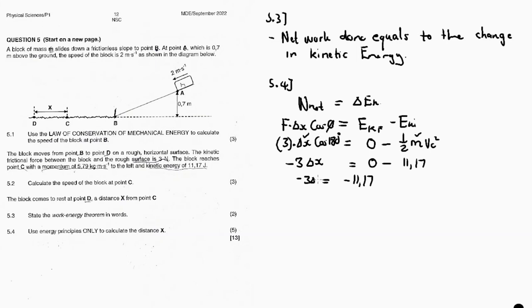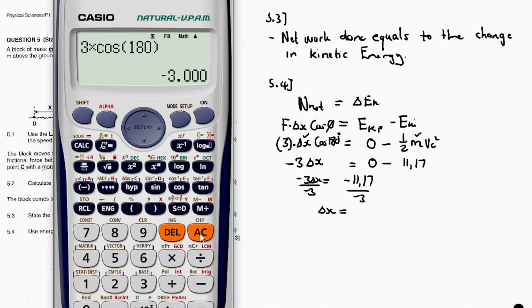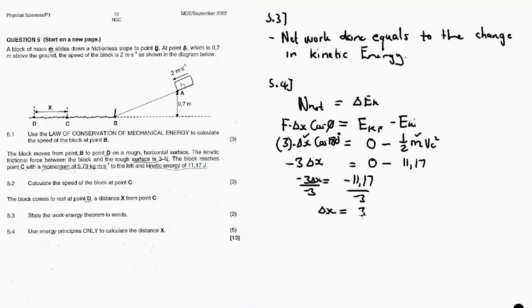11.17 equals negative 3 delta x. Lana divide by negative 3 both sides. Delta x is equal to negative 11.17 divided by negative 3 equal to 3.723 meters. So this is our answer. This is our final answer for this question 5. I hope ukuthi nawe uthole an answer along these lines.